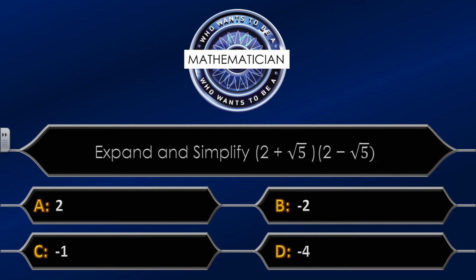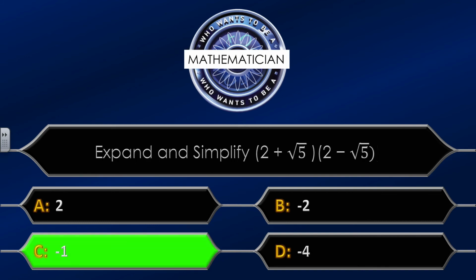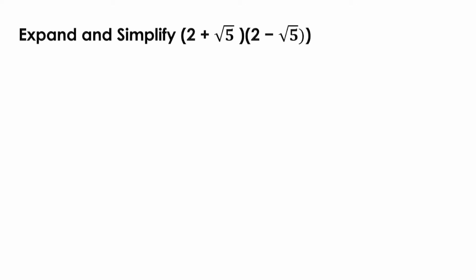Correct answer is C, minus 1. Question 8, expand and simplify (2 + root 5)(2 - root 5). Again, I'm just going to expand it like I would do normally with a double bracket.